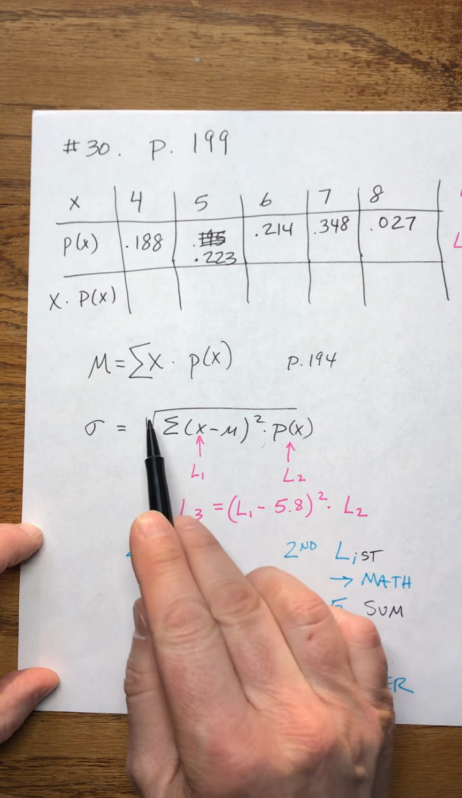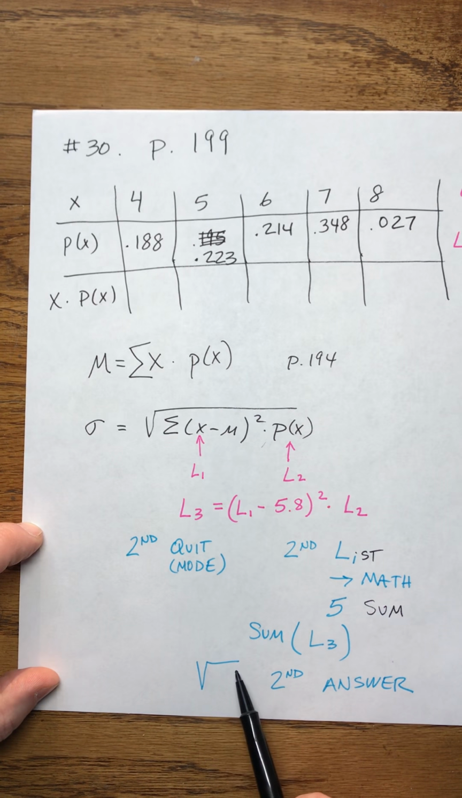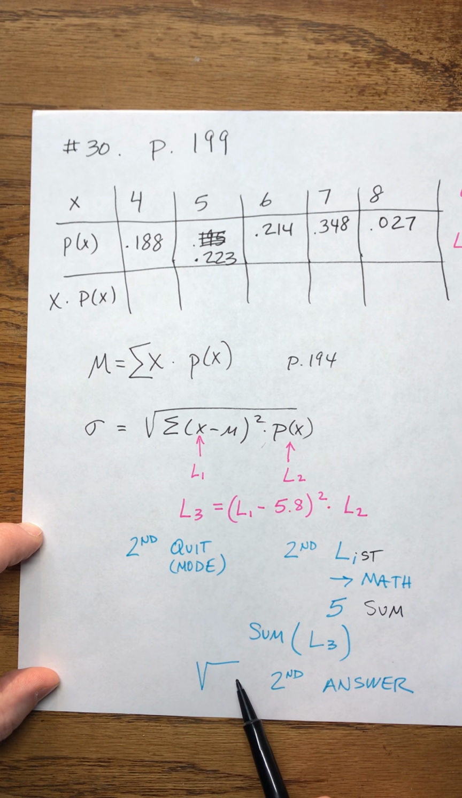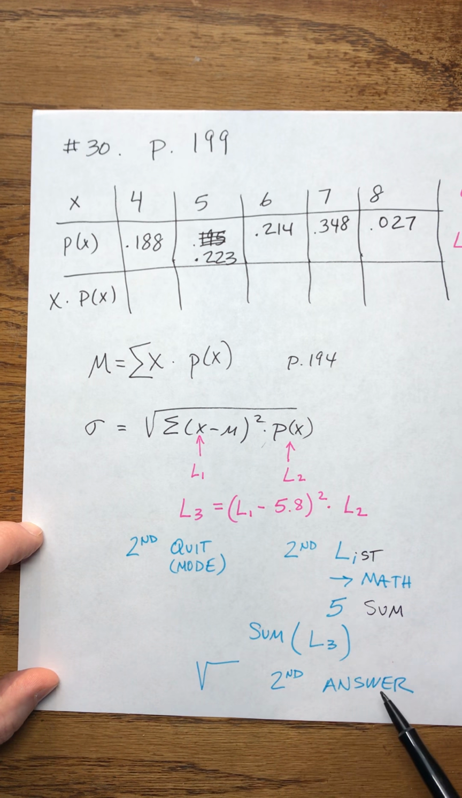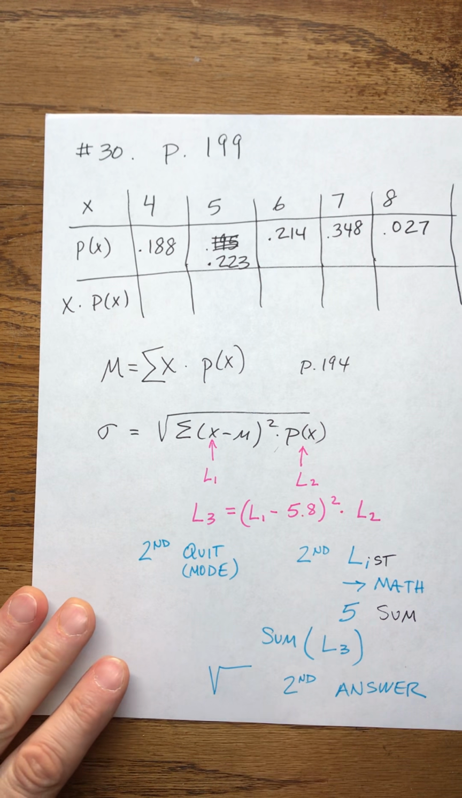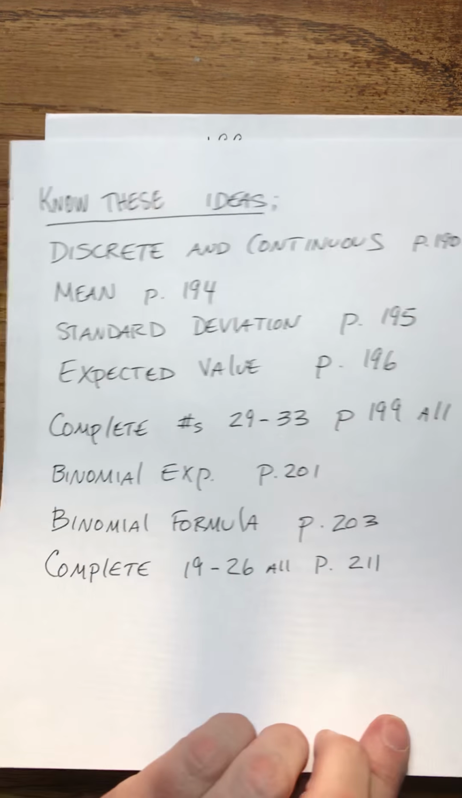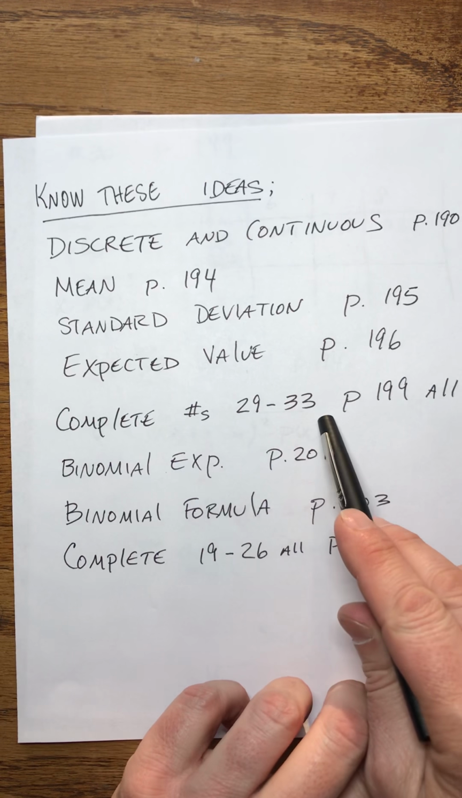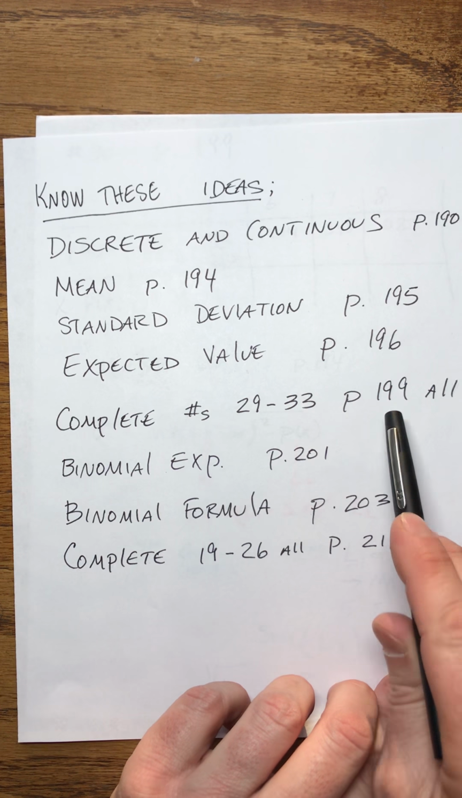And once you get that number, you need to take the square root, and you could just hit your square root button, which is found on the left side behind the x squared button, and hit second answer. And that will take the square root of the very last number on your screen. Try this one over again, as well as these numbers 29 to 33 on that page.